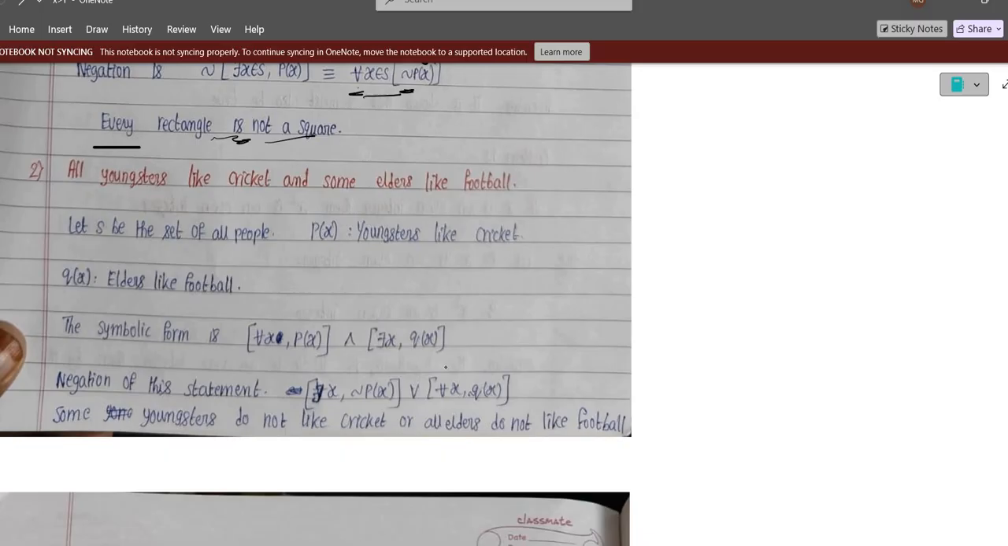All youngsters like cricket and some elders like football. Now I need the negation of this statement. S is the set of people. P of x is youngsters like cricket. Q of x is elders like football. Here no "not" is there. But here "all" is there, and here "some" is there. All is replaced with for all. Some is replaced with there exists. And is replaced with and, this is the inverted V. So this is the symbolic form of the given statement.